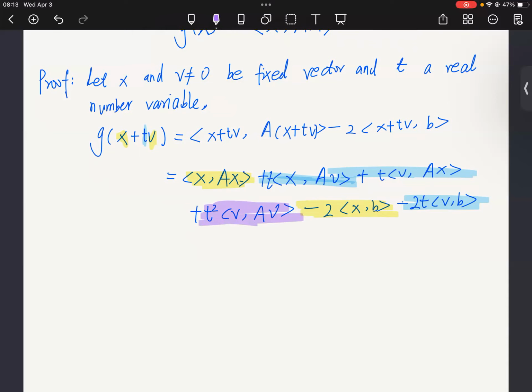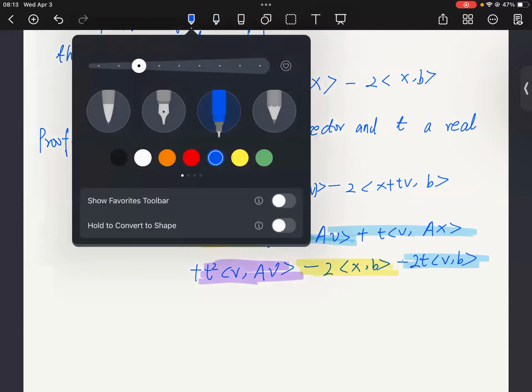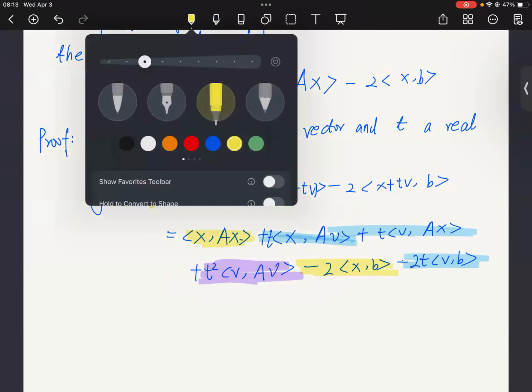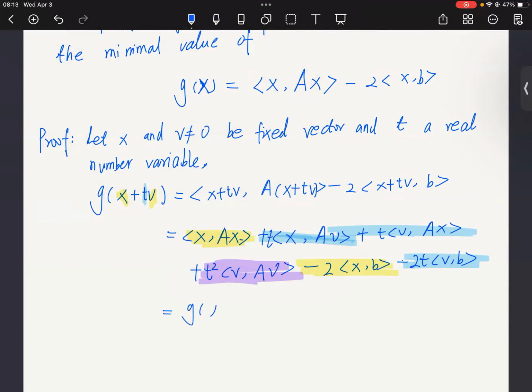If you take a look at the constant term, it is XAX subtract 2XB. And if you look at the g(x) function definition, the constant term is just g(x). So for the constant term we have g(x). And for the first order term we have the t variables, so we get plus t, times AX subtract 2B.